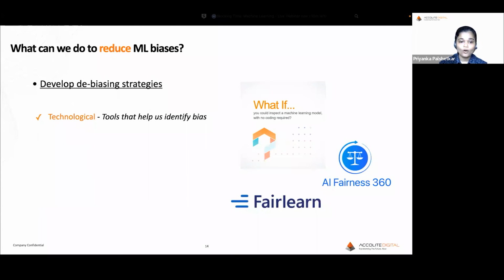Now, the second prong in our debiasing strategy is our operational strategy, which includes improving our data collection processes. For this, we can use third-party auditors, and even have dedicated teams for validating the reliability and correcting the bias of the data we collect.